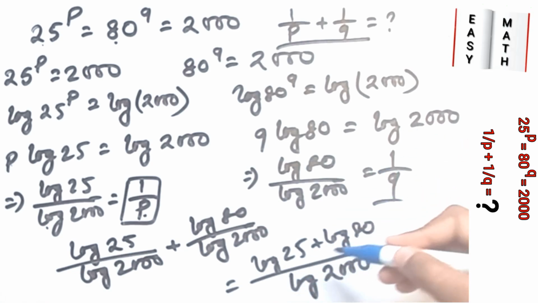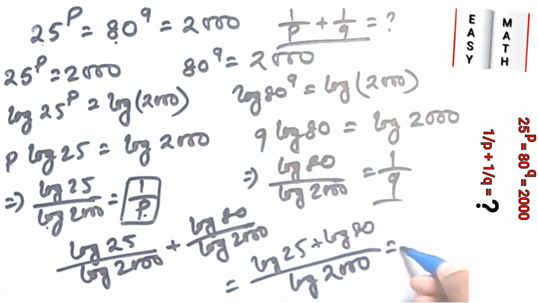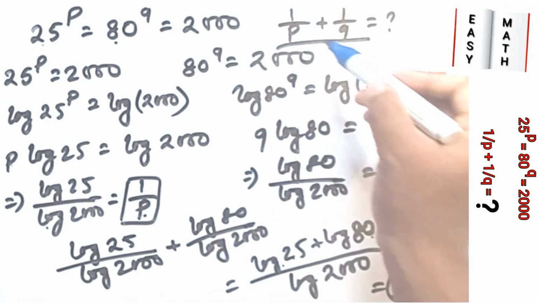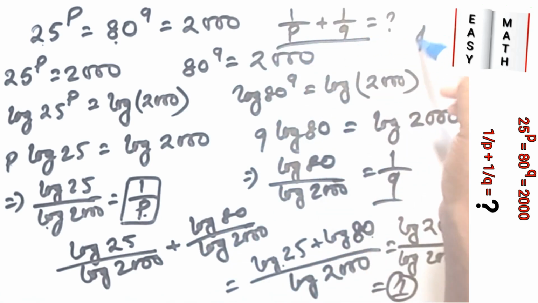So this is log 25 plus log 80, which is log of 25 into 80, multiply. So 25 into 80 is 2000. So log 2000 over log 2000, this value is cut. So this value is 1. So we can write this value is 1.